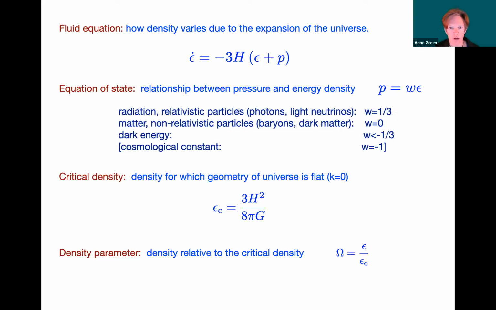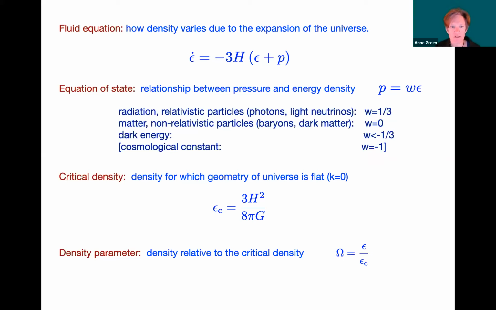Matter is everything non-relativistic, so things that are moving very slowly so they don't exert pressure. And that includes the normal baryonic matter that we're made of, plus also the dark matter. And because it's pressureless in this case, w equals 0. And then finally, for completeness, we could write a cosmological constant in terms of an equation of state. It would have w equals -1. And dark energy more generally is anything with an equation of state that is less than -1/3. It turns out that's what you need in order to be able to cause accelerated expansion of the universe.